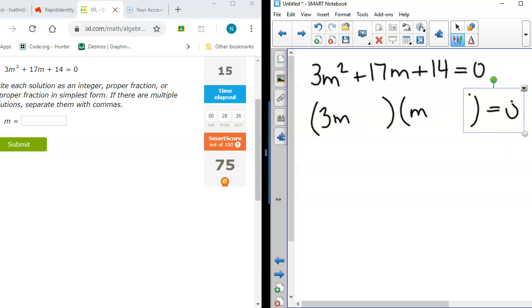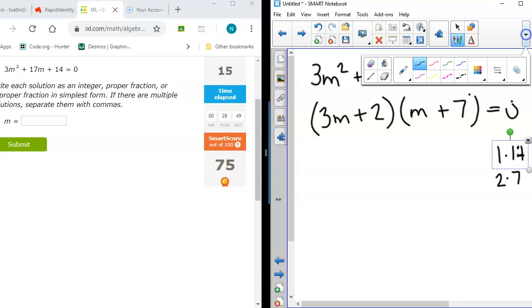For 14, we could use 1 and 14. We could use 2 and 7. Okay, so typically I usually pick the numbers closer together. They just happen to be right more often. So I'm going to try right here a plus 2 and a plus 7. Okay, so now I've got to check to see if that worked.